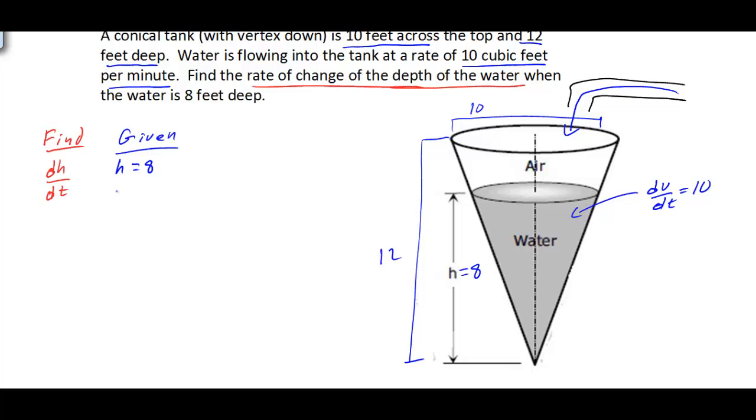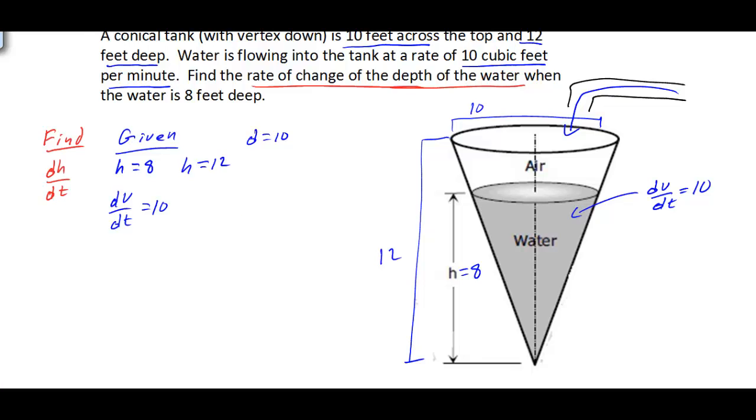So we know that here the h is equal to 12. And all the way across here is 10, so the diameter is equal to 10. And we know that dV/dt is also equal to 10, so that's the rate of change of the volume. So we need to come up with a formula that's going to relate the given information and the dh/dt that we want to find.